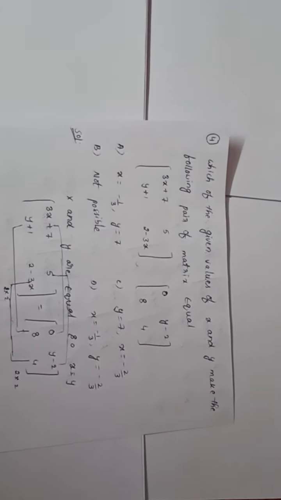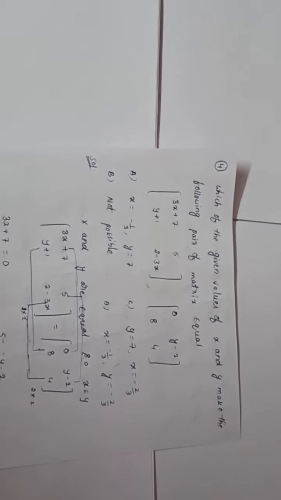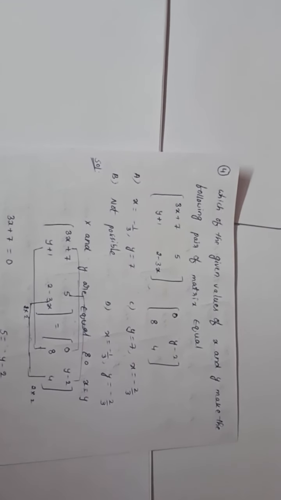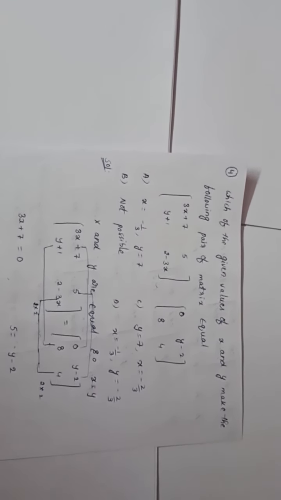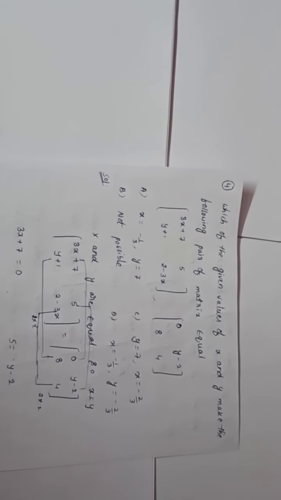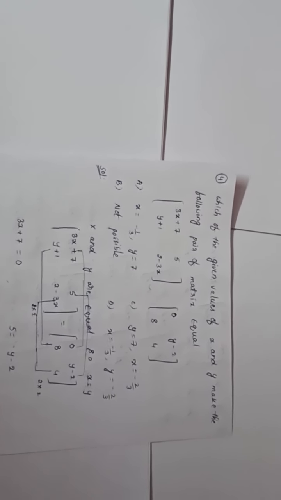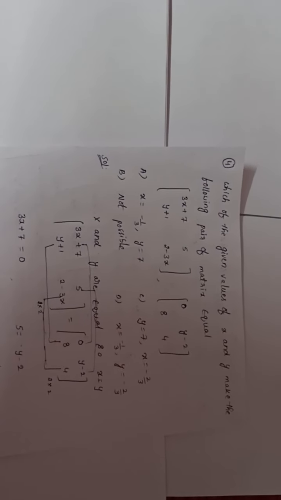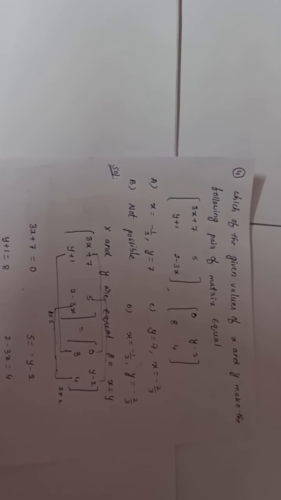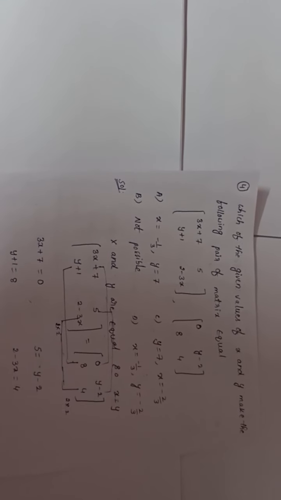Next question: which of the given values of x and y make the following pair of matrices equal? The matrices are 3x plus 7, 5, y plus 1, 2 minus 3x, and 0, y minus 2, 8, 4. Options A, B, C, D are given here. The two matrices are equal. So 3x plus 7, 5, y plus 1, 2 minus 3x is equal to 0, y minus 2, 8, 4.